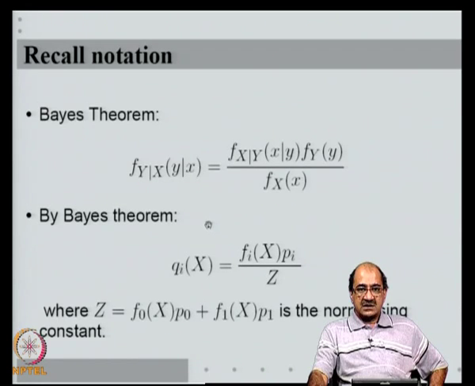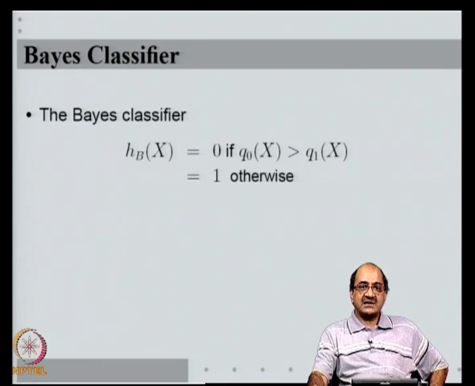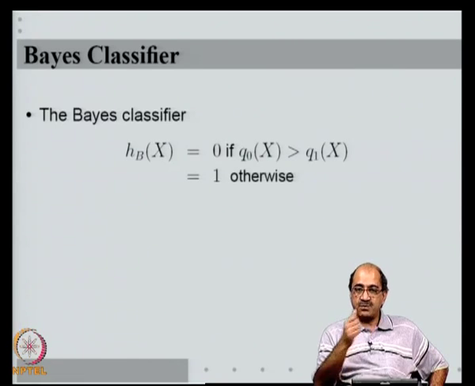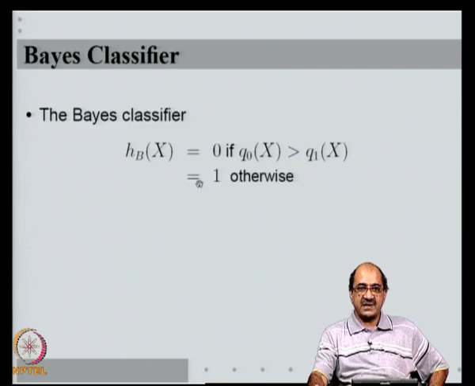Now let us state the Bayes classifier again. The Bayes classifier is the function which, given x, assigns 0 if q0 of x is greater than q1 of x, otherwise assigns 1. As I said, the Bayes classifier puts a feature vector x into the class whose posterior probability is higher. q0 is the posterior for class 0. So, if q0 is higher than q1, I put x in class 0. So, that is the classifier. I put B as a subscript and h to say it is the Bayes classifier.